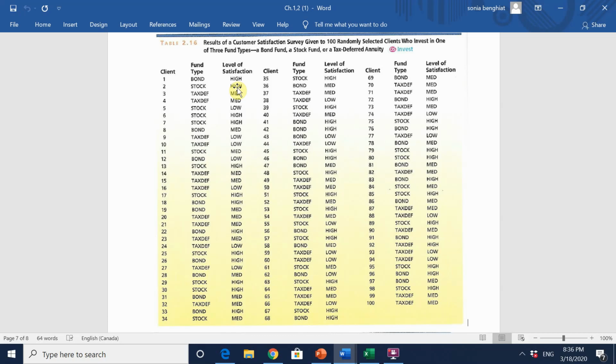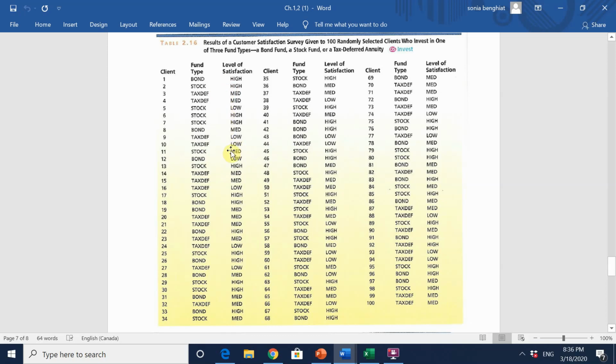One better way to organize this data is to create a cross-classification table, otherwise known as a contingency table, whereby here, we look at the number of categories for fund type. In this case, there are three: bond, stock, and tax deferral. And we look at the number of classifications or categories for level of satisfaction. In this case, it would be high, medium, and low.